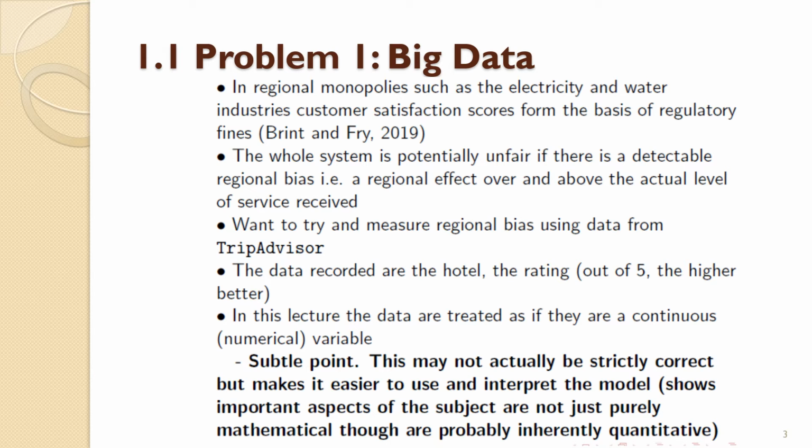So the data recorded are the hotel, the rate and the rating out of 5, the higher the better. And in this lecture, I'm going to treat the data first of all as if they are a continuous numerical variable. So this is a subtle point here. It may not actually be strictly mathematically correct, but it makes it easier to use and interpret the model. And it does show you here that what we've got is an industrial problem, and there is no substitute for common sense. So important aspects of the subject are not just purely mathematical. They do rely on a bit of interpretation, communication, and common sense, though they are probably inherently quantitative.